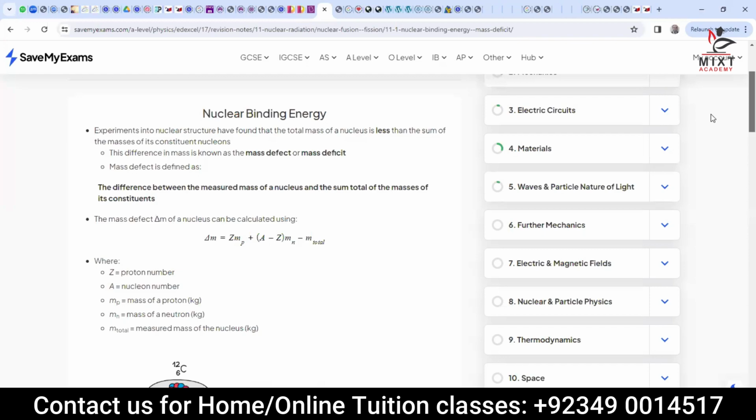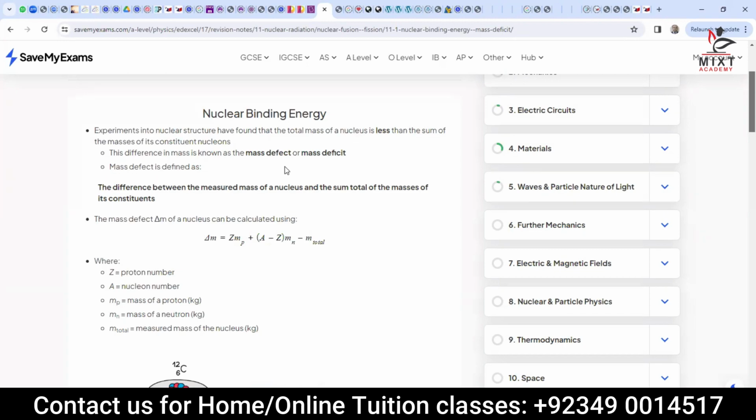The point is, why is it like that? If the nucleus is made up of the sum of the neutrons and the protons, why is the mass less? What do you think of it? Yes, Manu, what do you think? Why is that the case? The total mass of a nucleus must be the mass of a proton plus the mass of a neutron.